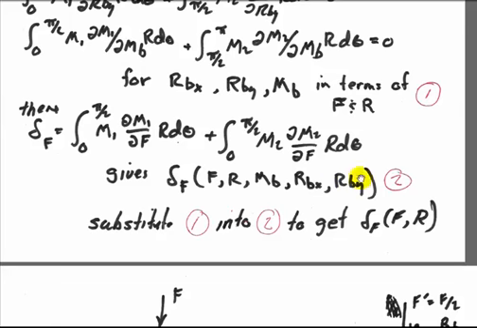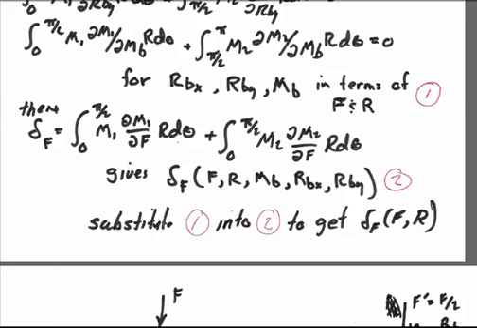Now what I'm going to do is go back up to here, these equations that I solved for, and substitute those into equation 2. So I'm going to take all the equation 1 stuff, substitute into equation 2, and I'm going to get the deflection at load F, at the place where load F is applied, in terms of load F and in terms of the radius of the beam R.